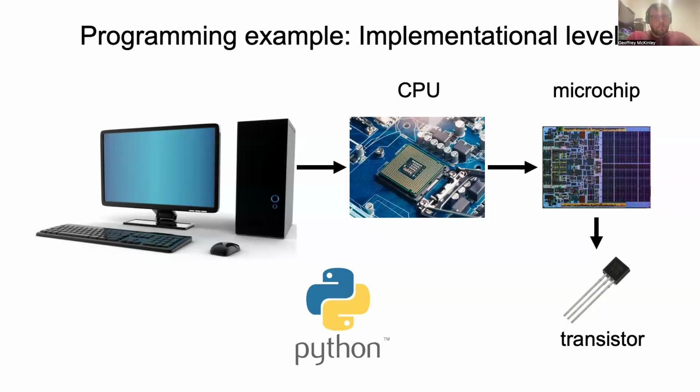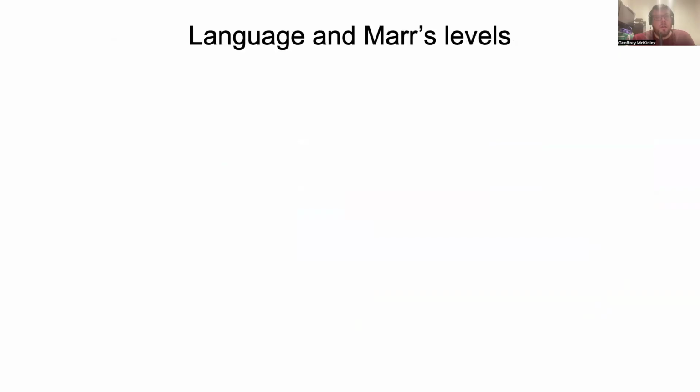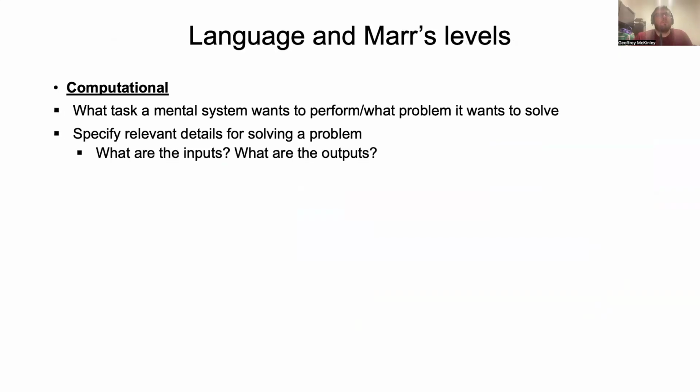Okay, so we talked about one example for programming, and now we're going to talk about an example with language. So for language, Marr's levels is going to be kind of redundant, but just a reminder, the computational level is what task a mental system wants to perform, and I put "want" in quotes, but what problem it needs to solve. Specify the relevant details for solving the problem. What are the inputs? What are the outputs?